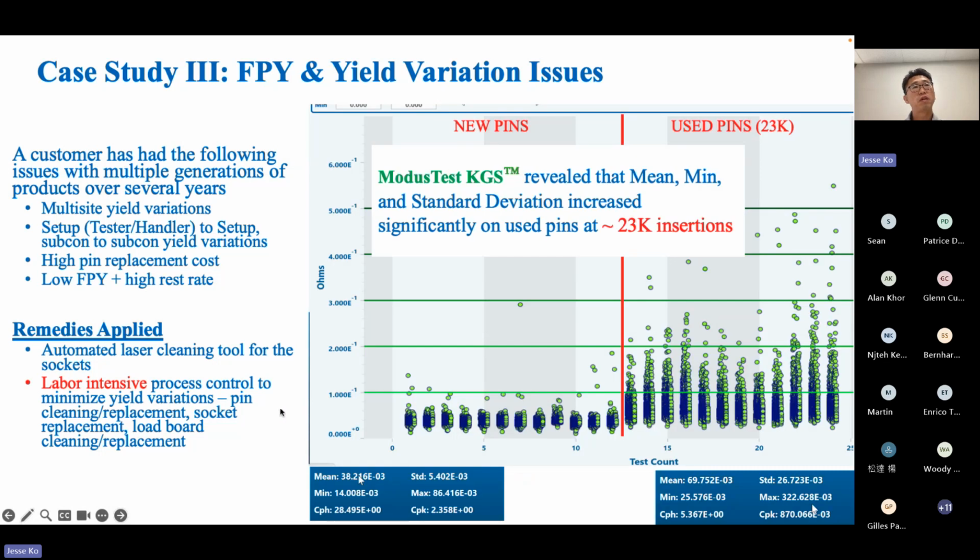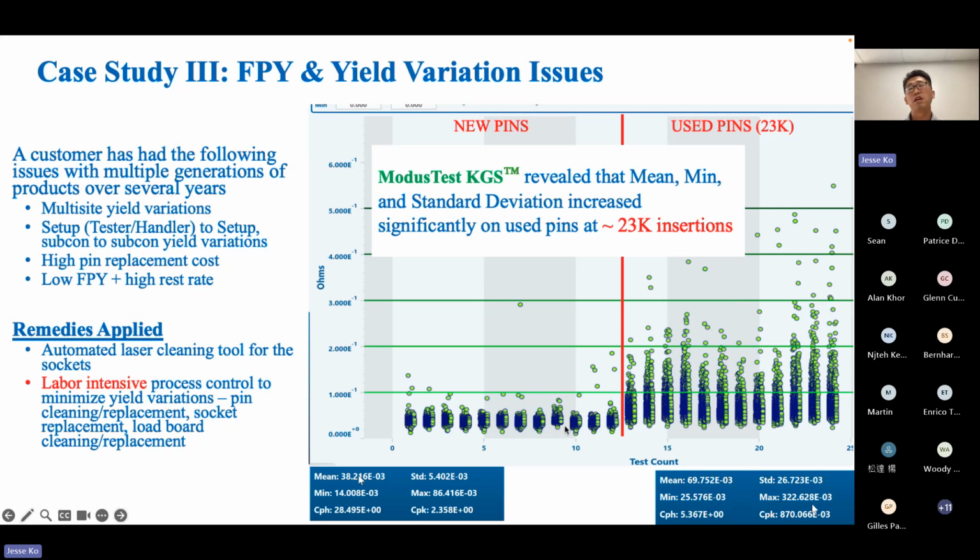We actually put a scope in the socket that measures CRES on every single pin in the socket. It revealed that the mean and standard deviation of the CRES measurement increased significantly only after 23,000 insertions. That was the sample they gave us when we first got there. They informed us that these are brand new pins, reading below 100 milliohms, and these are the used pins. They have 23,000 insertions, so we took the measurement.